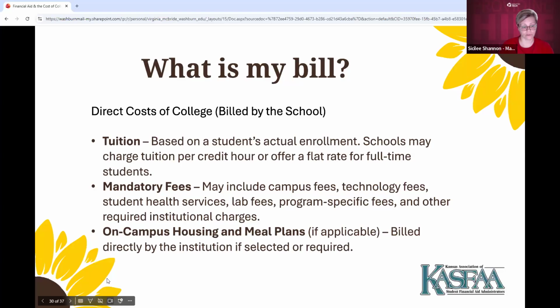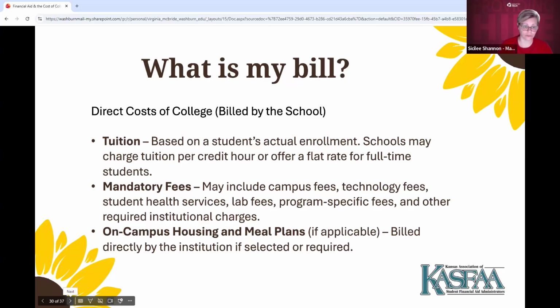So all students generally are going to have a bill. This slide is going to go over what that bill is. Generally, it includes the direct cost of college, or the charges that are billed by the school specifically. Generally, they include tuition. This is based on the student's actual enrollment. Schools may charge tuition per credit hour, and in some cases offer a flat rate or full-time rate for students.